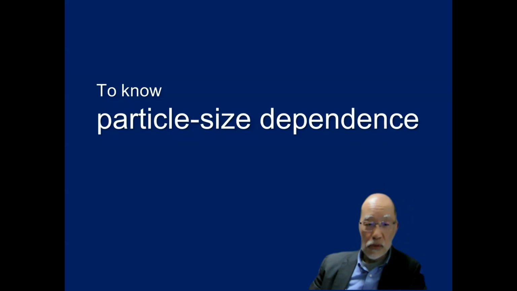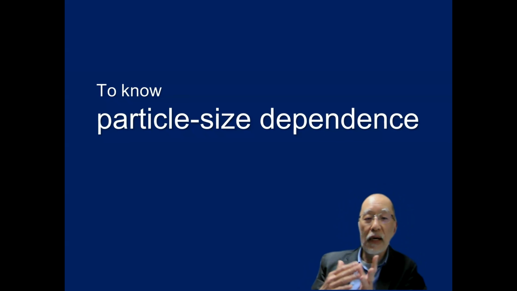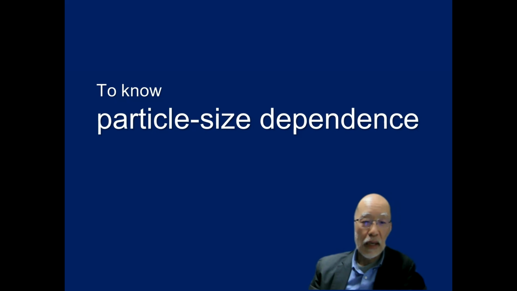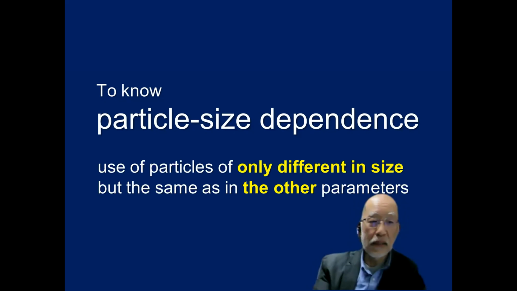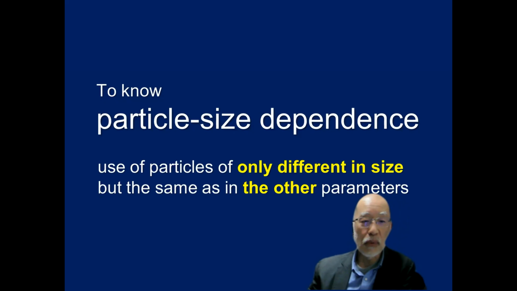So today's talk is focusing on particle size dependence. Functional materials like catalysts or photocatalysts have some particle size dependence. They must depend on the particle size of the powder particles. Yes, that is true. But to know the particle size dependence, I think it's necessary to use particles that differ only in size, but are the same in the other parameters.